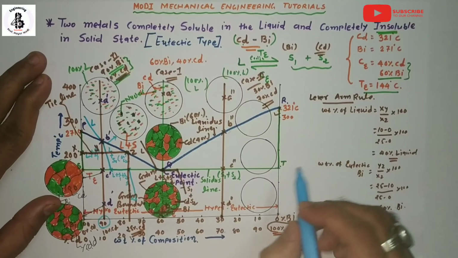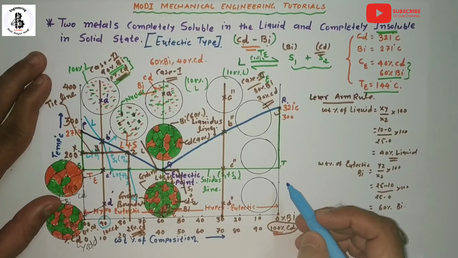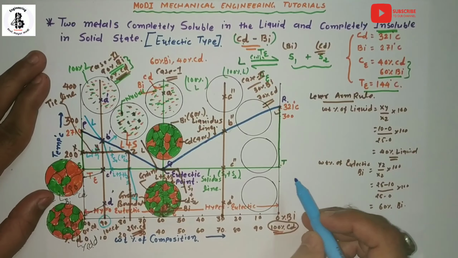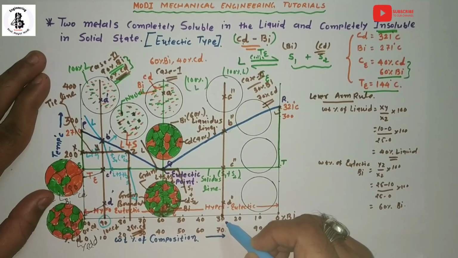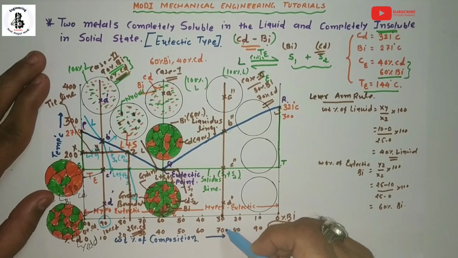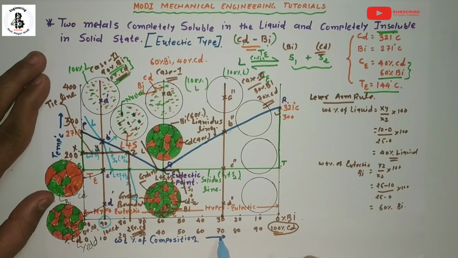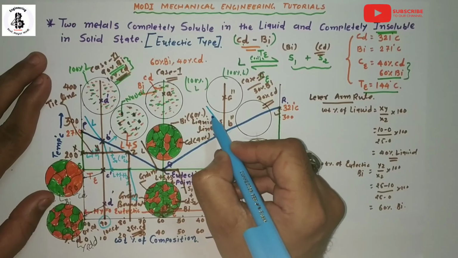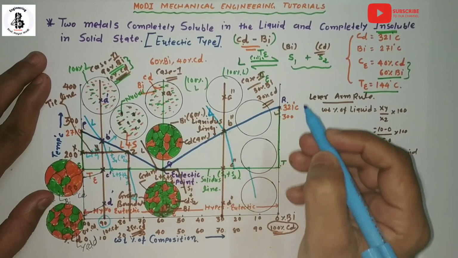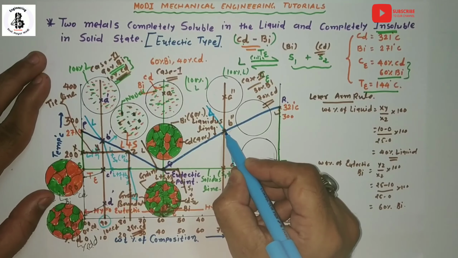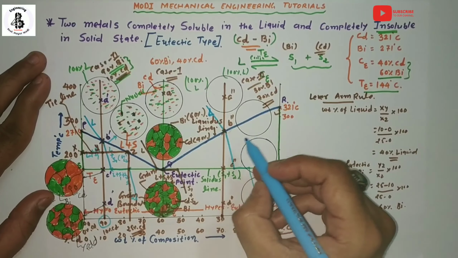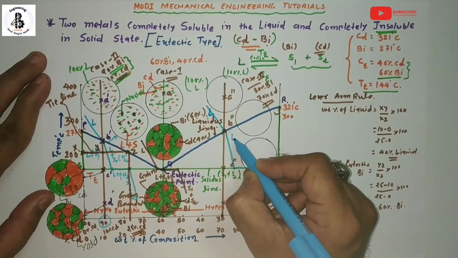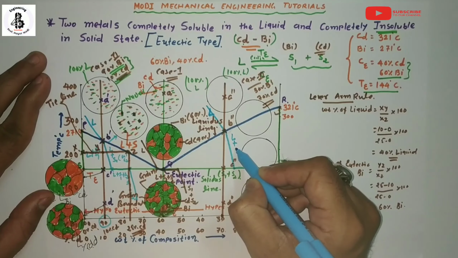Before discussing the microstructure at the various points, first of all I would like to make a cooling curve for 30% bismuth and 70% cadmium. Just above the Liquidus line, it is always 100% liquid. After it touches the Liquidus line, that is the starting point of solidification. So here it is liquid plus one of the solids.